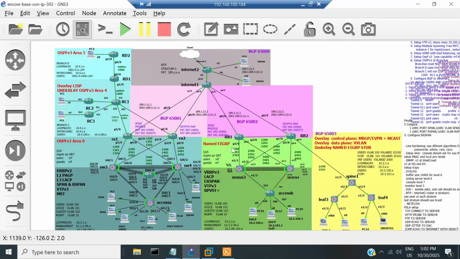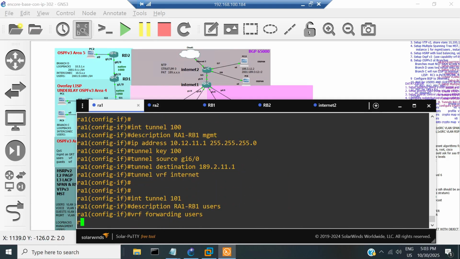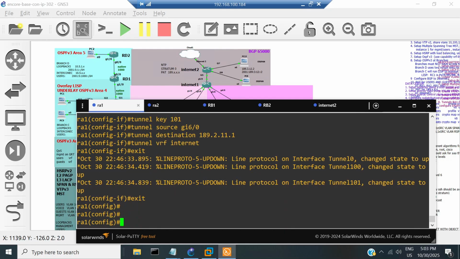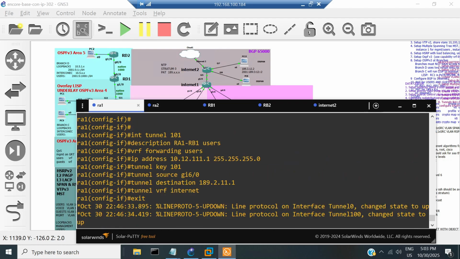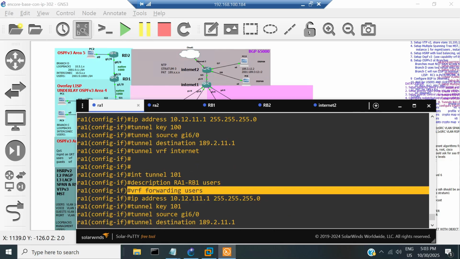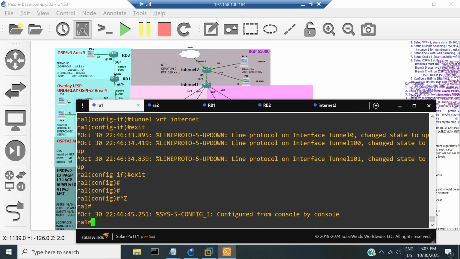Okay, let's start the lab. We are going to configure router A1, A2, B1, B2, and Internet 2. So let's go to router A1 and configure the tunnels. Notice that we are using tunnel vrf Internet because for each tunnel, the source interface and destination IP address both live within the Internet VRF. However, the tunnel itself lives in a VRF, or it may belong to the global routing table.